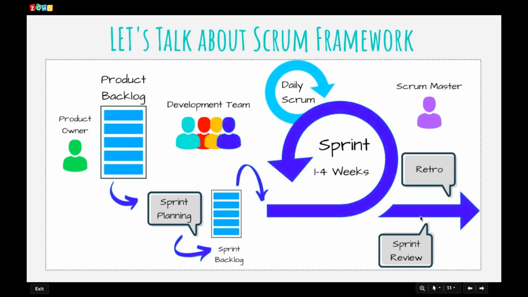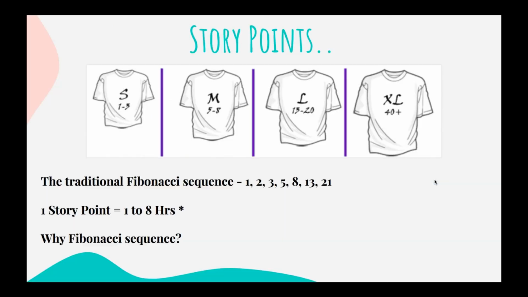So at the end of the sprint, we'll have the review, the demo to get it approved, and move to deployment, and then the retro where you can share your feedback. Story points. Each and every story has an estimation. In Agile, the estimation needs to be in points.